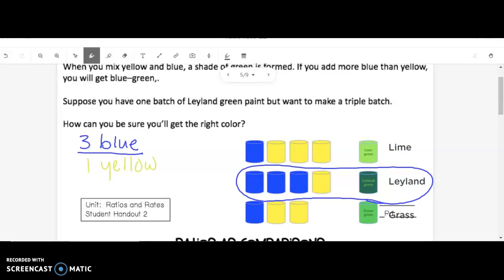And if I want to triple the batch, that means I'm going to multiply everything by 3. So 3 to 1. I'm just going to rewrite that because I wrote it on the wrong side. The ratio 3 to 1 is equal to, well, if we're going to triple the batch, I'm going to multiply both amounts by 3. In this case, I'm going to call those quarts of paint. So I'm going to end up needing 9 blues to 3 yellows. So that is a proportional relationship, and we would get the color that we were looking for.